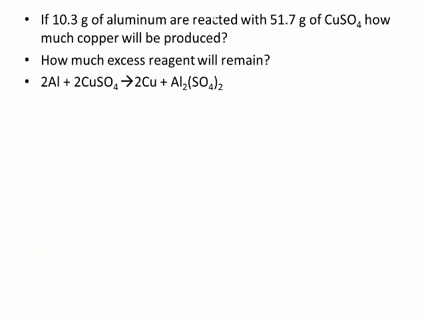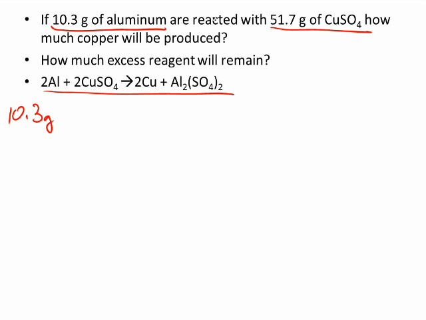If we have 10.3 grams of aluminum react with 51.7 grams of copper sulfate, how much copper will be produced? How much excess reagent will remain? Here's our balanced formula. It's all the same thing, just stoichiometry problems. We just have a few stoichiometry problems in this one problem. How much copper will be made from this aluminum? And then how much copper will be made from the copper sulfate. Then from there we can figure out the excess reagent.